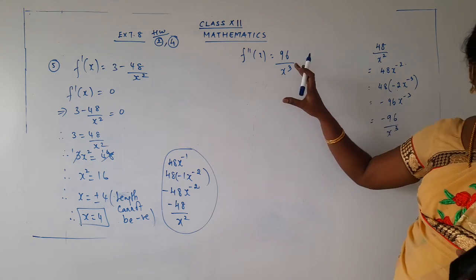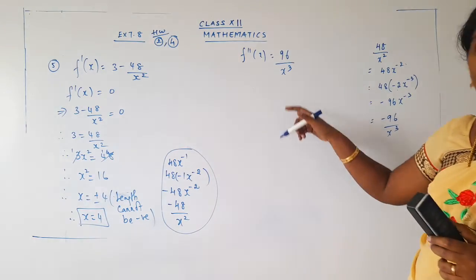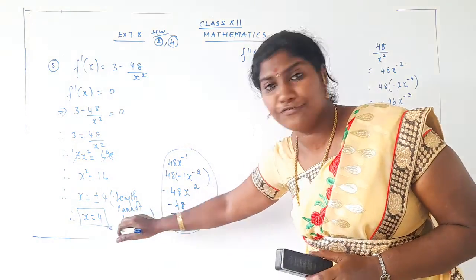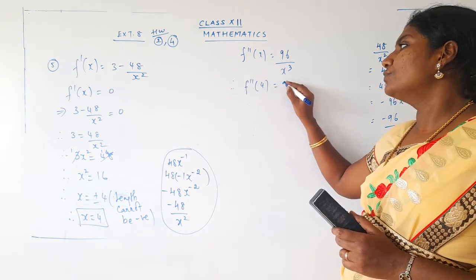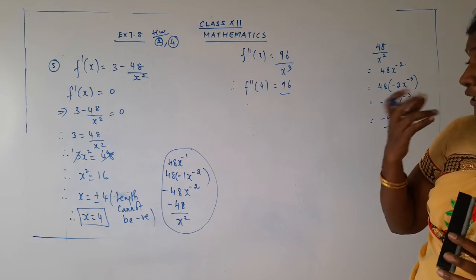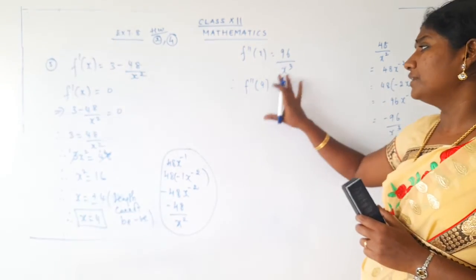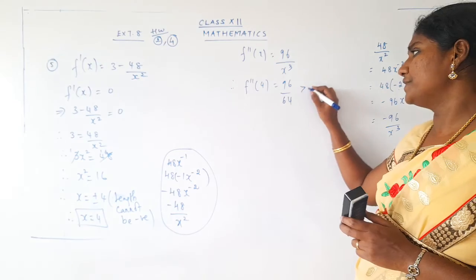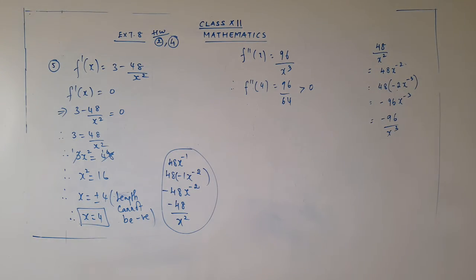Here the value is not known to us. We don't have a proper value, so I'll substitute the value for x. I know the value for x is 4. So put here f double dash 4 is equal to 96 upon 4 cubed. So 4 fours are 16. 16 into 4 gives you 64. No need to give the answer in decimal form. I know that this value is going to be positive. Just mention this is positive. You know, f double dash 4 is 96 upon 64, which is positive.